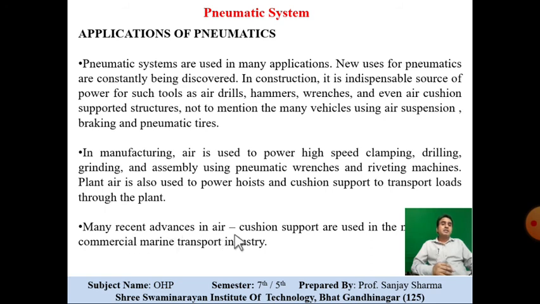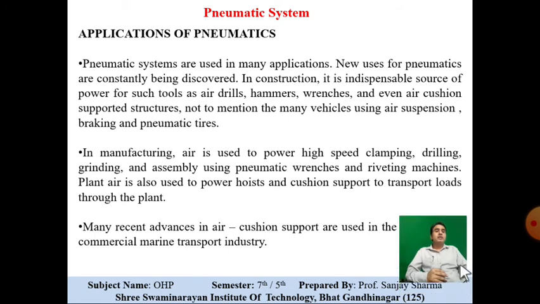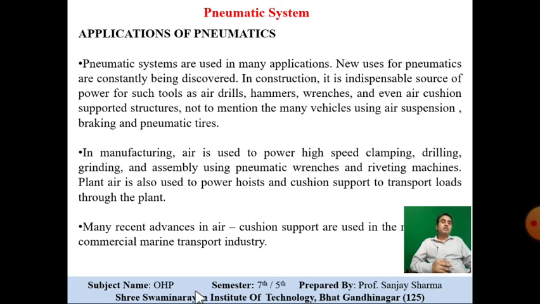Many recent advances in air cushion supports are used in the military and commercial marine transport industries.